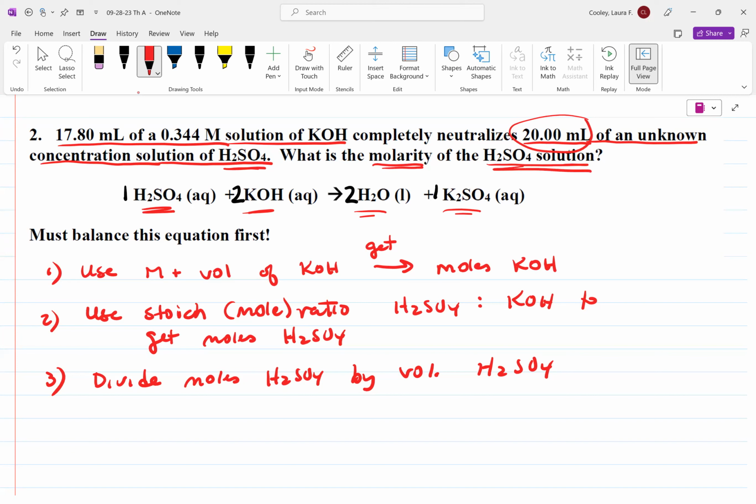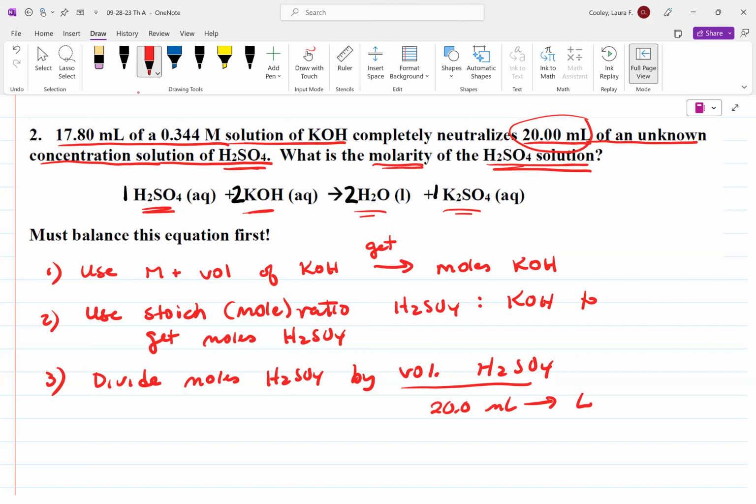So the question is asking, what is the molarity of the H2SO4 solution? And the reason I'm talking about this so much is because some people want to divide by 17.8 plus 20, that volume in liters. And that's not what you do here. What do you divide by here to get your answer? The volume of what solution? The H2SO4 solution. So you divide by the 20 milliliters converted to liters. Yeah. How about if you work on that?